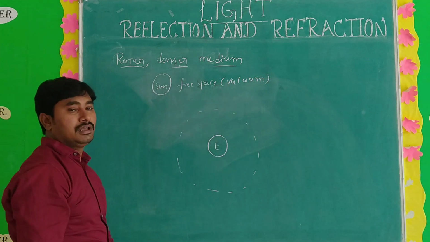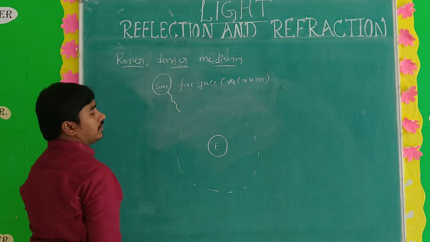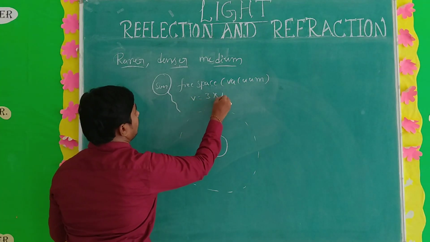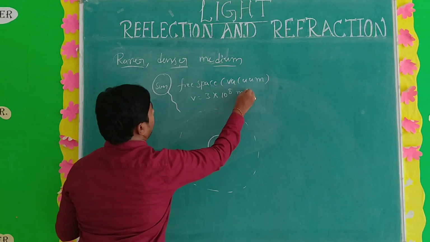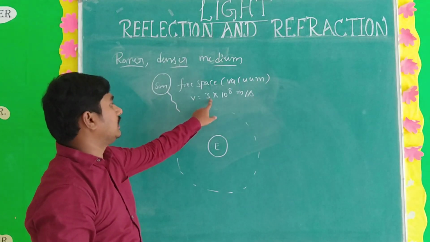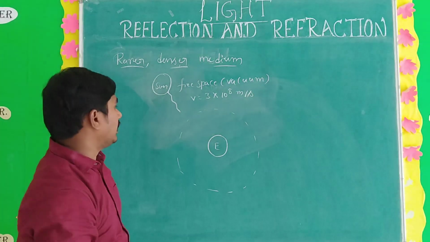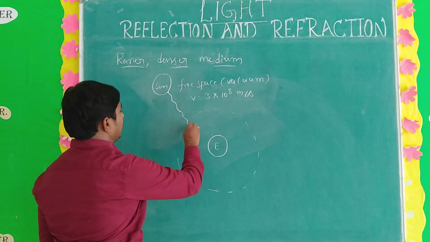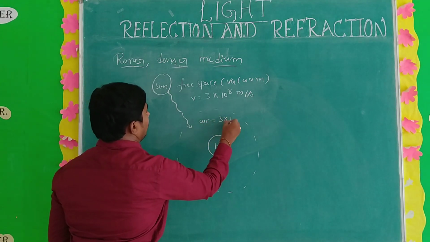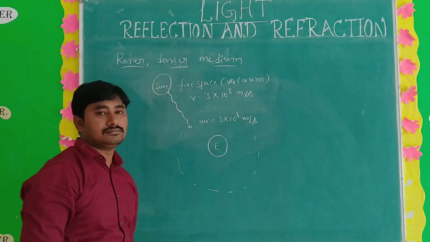When the light ray travels from the sun, in this place the speed of light is approximately 3 into 10 power of 8 meters per second. So your speed of light is how much? 3 into 10 power of 8 meters per second. It is the maximum speed of light. You have to take the same speed of light in air also, approximately 3 into 10 power of 8 meters per second.